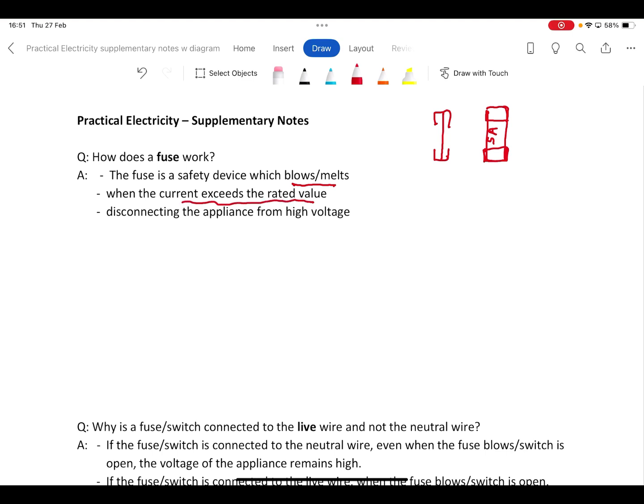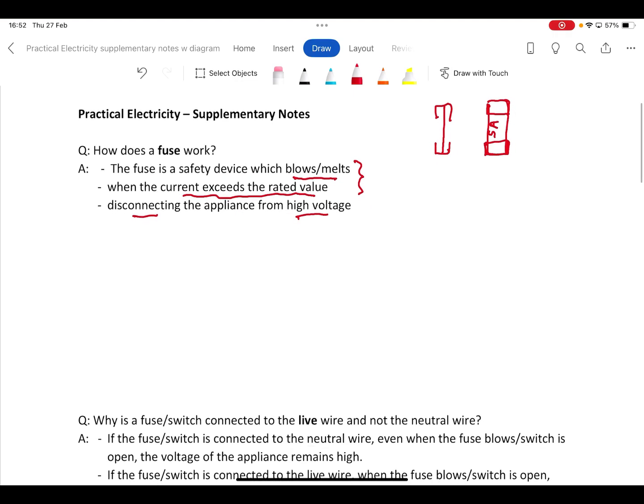The fuse will melt or blow when the current exceeds the rated value. The rated value will usually be written on the fuse itself. After the fuse blows, it will disconnect the appliance from high voltage. The key thing you need to know is that the fuse will melt when the current exceeds the rated value.